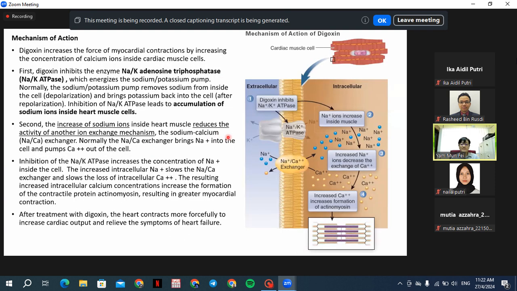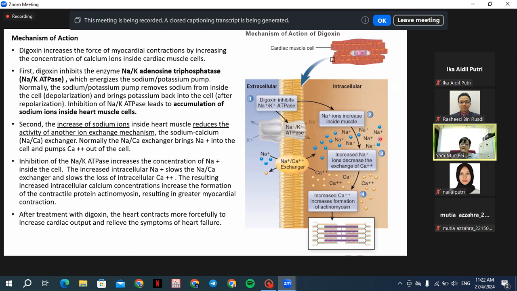Okay, this is the mechanism of digoxin. Digoxin basically will block your natrium and kalium adenosine triphosphatase, which is an enzyme. Once this enzyme has been blocked, what will happen? Your sodium potassium pump will be inhibited. Then it will cause accumulation of natrium in your intracellular space. This intracellular refers to your heart muscle.